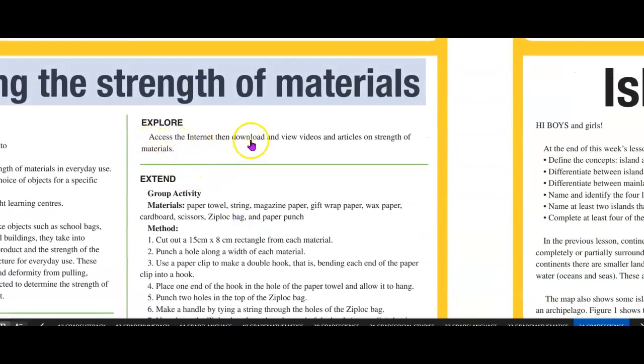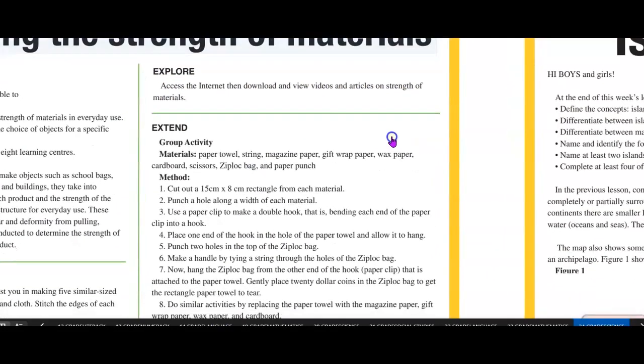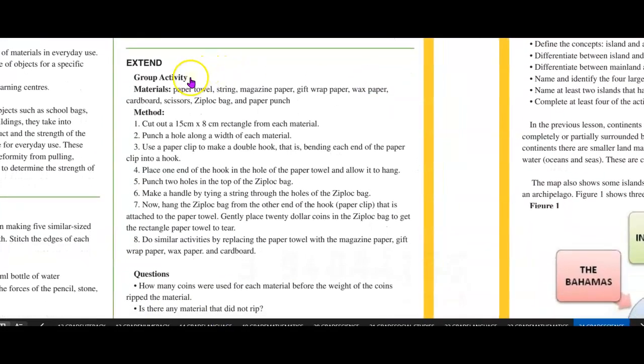Explore. Access the internet, then download and view videos and articles on strength of materials. Here's another group activity. Materials this time round: paper towel, string, magazine paper, gift wrap paper, wax paper, cardboard, scissors, Ziploc bag, and paper punch. The method: how are we going to do this?